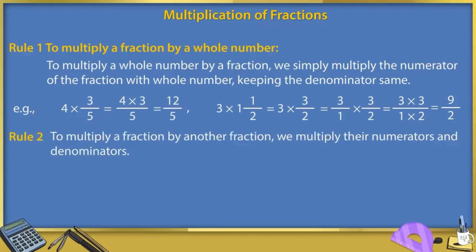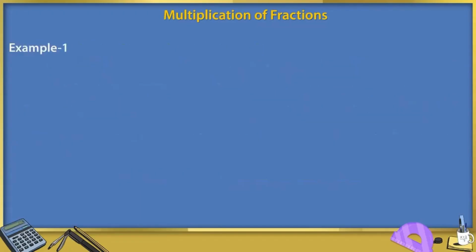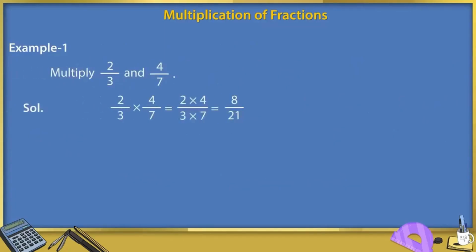Rule 2. To multiply a fraction by another fraction, we multiply their numerators and denominators. Product of two fractions is equal to product of numerators by product of denominators. Example 1. Multiply 2/3 and 4/7. Solution. 2/3 into 4/7 is equal to (2 into 4)/(3 into 7), which is equal to 8/21.